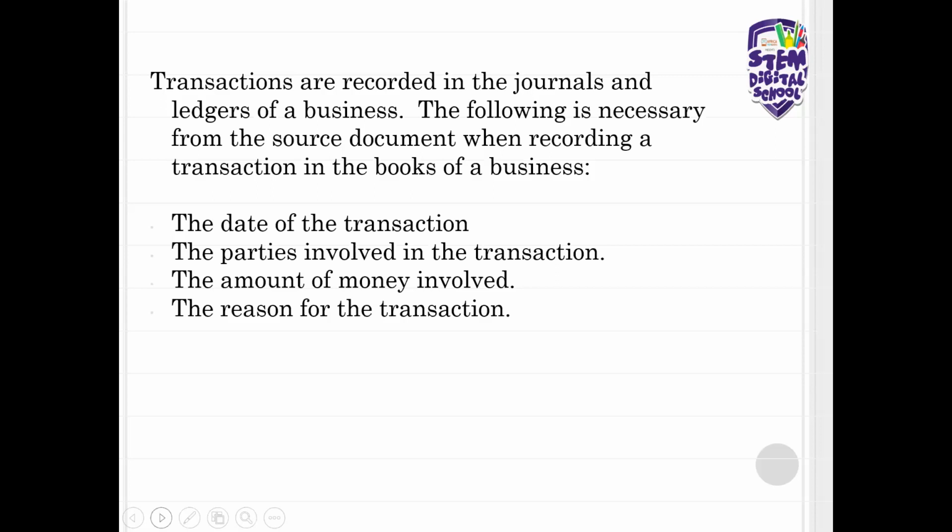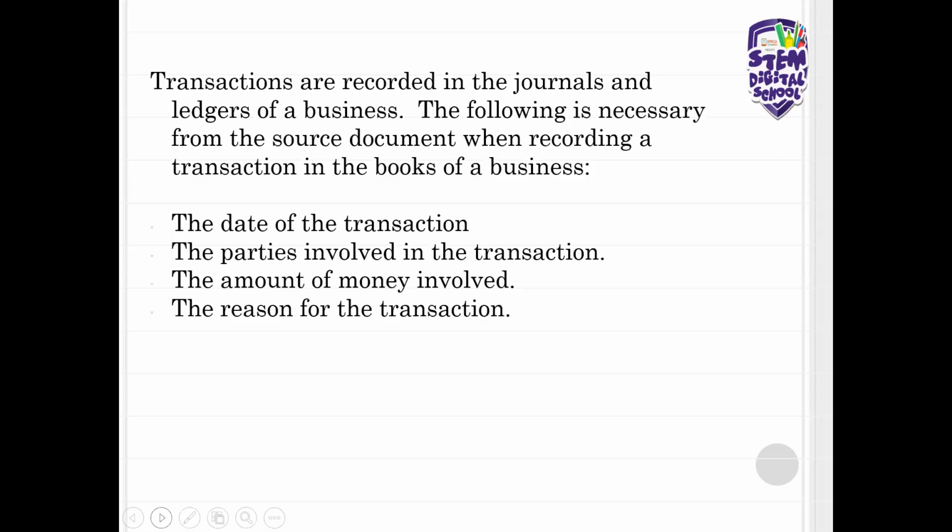Then afterwards, they said the following is necessary from the source document when recording a transaction. So what information do you need to go and record that transaction in the journals? You need the date of the transaction, the parties involved in the transaction, the amount of money involved, and the reason for the transaction. Those four things are very important. So the question can be, what type of information do you need from a source document to record it into the journals? And then you must say the date of the transaction, the parties involved, the amount involved, and the reason for the transaction.